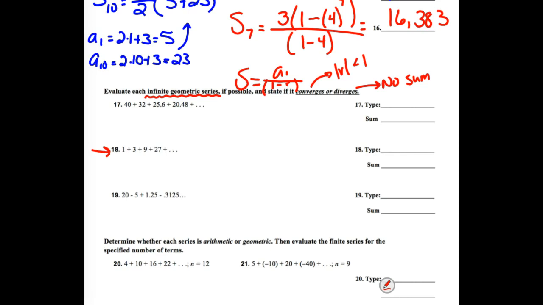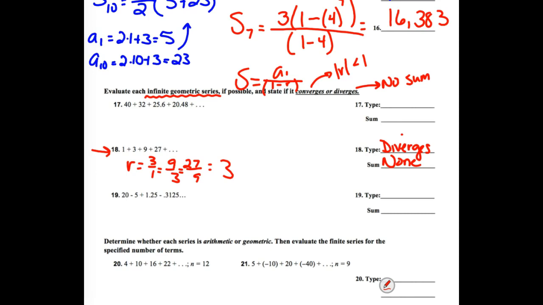If we tried to calculate a value for r, what would we get? Remember, it's always a term divided by the previous one, right? So 3 divided by 1, 9 divided by 3, 27 divided by 9, any of those? We're getting an r value of 3. That's too big. So for question 18, we're going to say it diverges. And I'm going to put none down for the sum. There's no way to find it. Okay? The other two appear to converge, right? Our numbers are getting smaller.